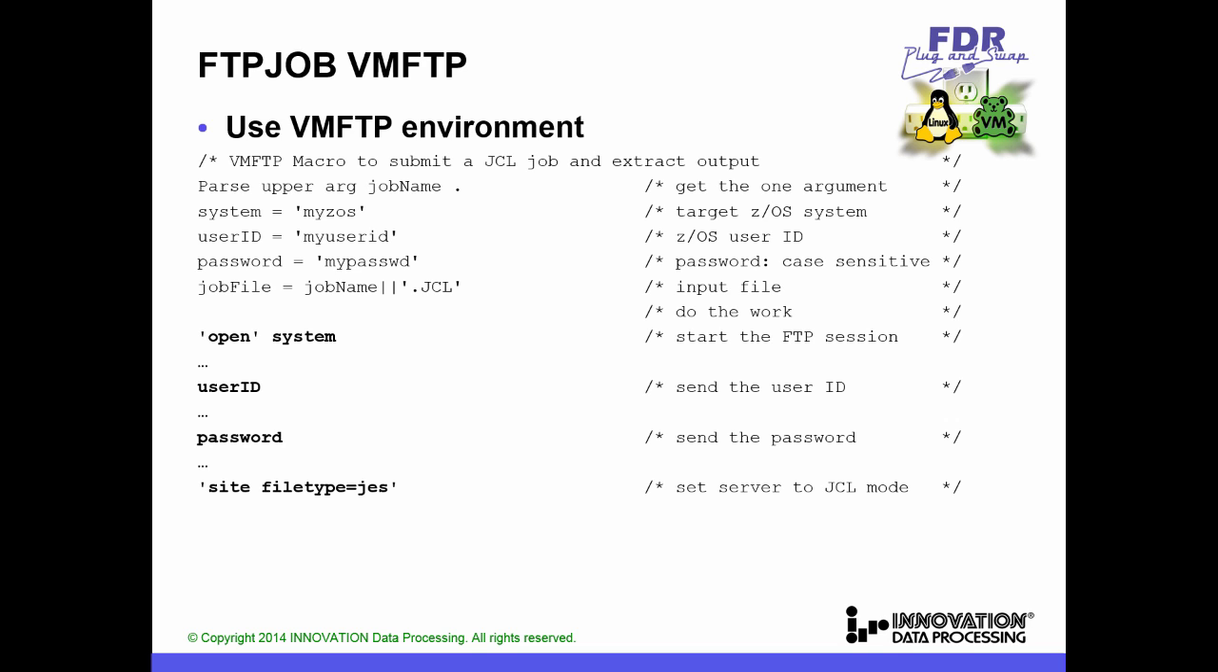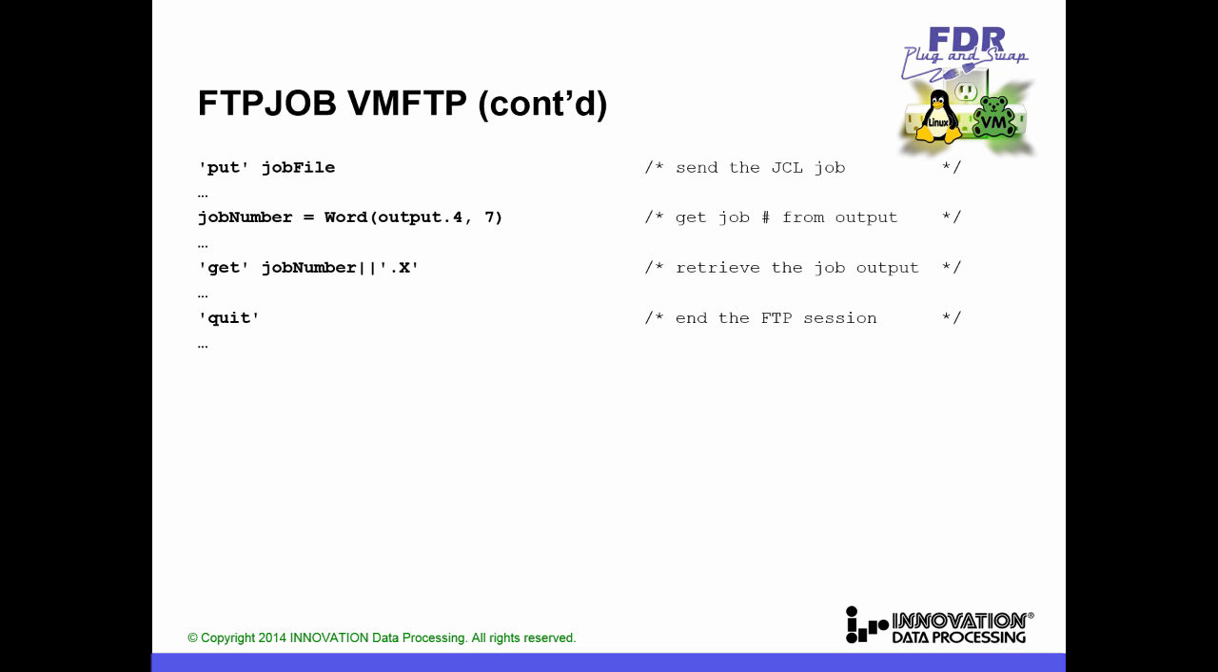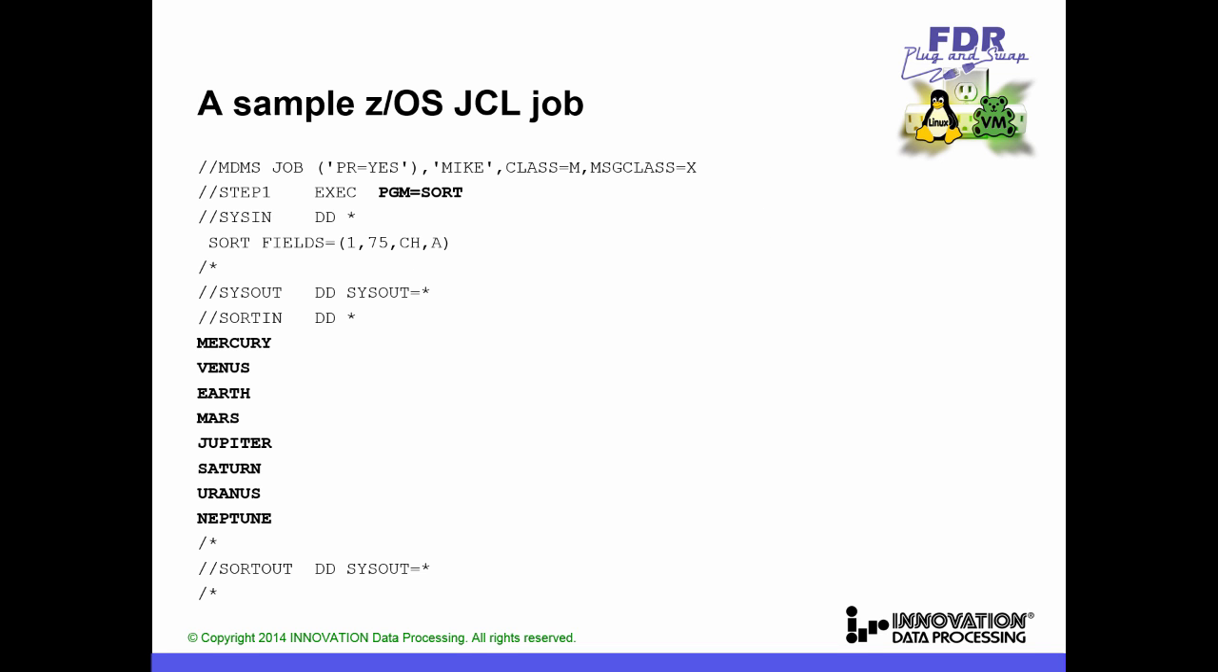So you can open the system, include your user ID, include your password, set site file type equals JES, you put the job file, you pull the job number, so there's this output, right? There's a wildcard or a variable that gets set. So everything that the FTP server sends back is stored in the stem variable output, and then you can pull your job back. Okay, and here's a sample z/OS JCL job. It sorted the planets. It's kind of like Hello World. I was pretty proud of myself when I got it to work, you know.